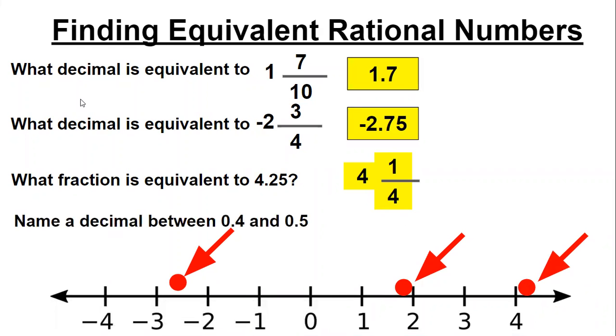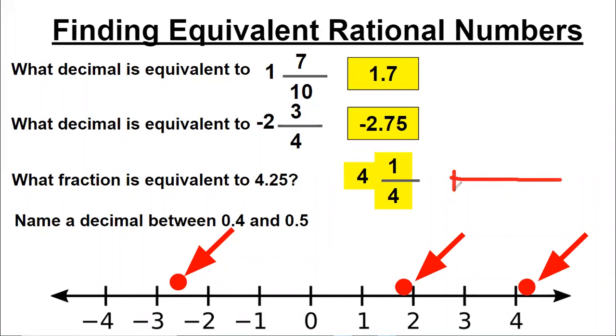Name a decimal between 0.4 and 0.5. So now we're talking decimals here, so not whole numbers anymore. This is 0.4 and this is 0.5. Right here, that's a 0. So which number could come in between these two? Can you think of one?